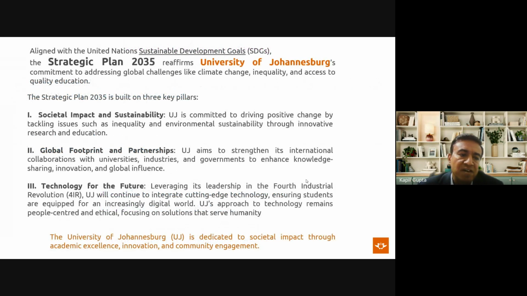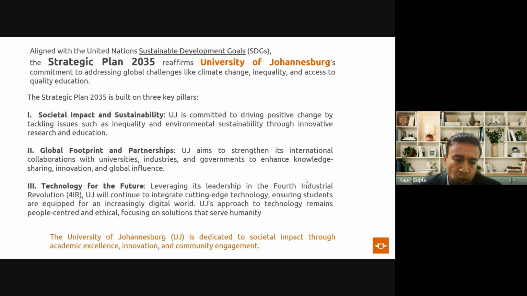Our 2035 strategic plan is aligned with the United Nations Sustainable Development Goals, where we have 3 key pillars. The first is societal impact and sustainability, where our university is committed to driving positive change by tackling issues such as inequality and environmental sustainability through innovative research and education. It is not only environmental sustainability, but all 3 types of sustainability that we will see.